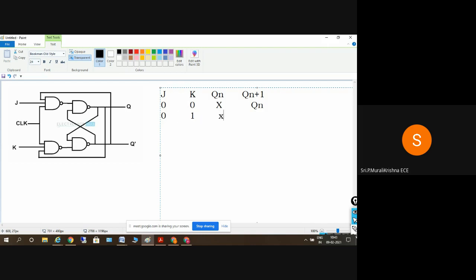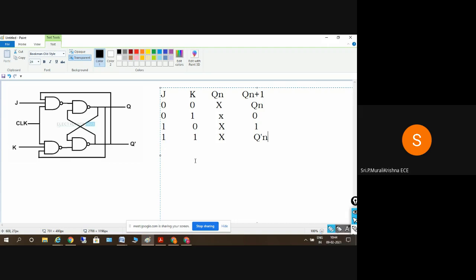So what will I get here? 0, sir. Yeah, very good. So next 1, 0. Don't care. So I'll get a value of 1. And 1, 1, don't care. So what is the value you'll get here? Q bar N. So that is Q bar N, the complement of the present state.